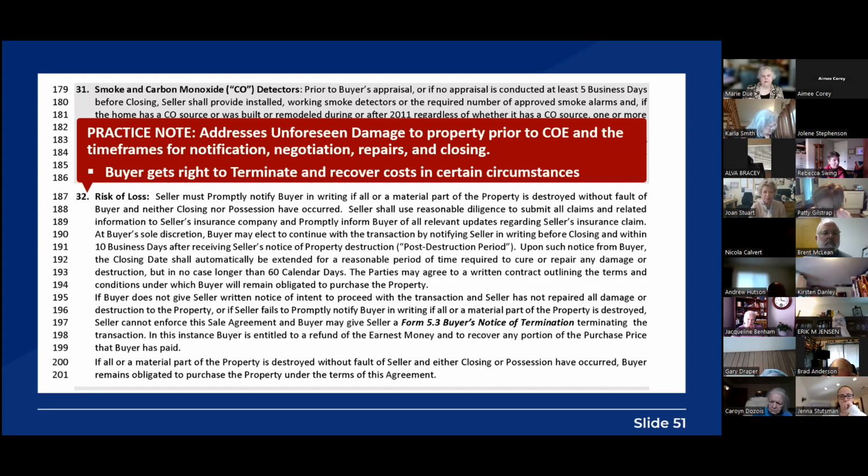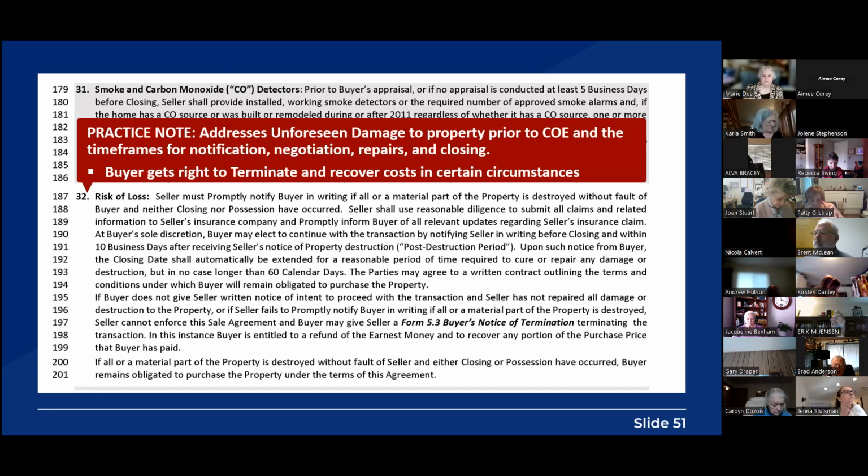Addresses unforeseen damage on property prior to close of escrow and the timeframes for notification, negotiation, repairs, and closing. The buyer gets right to terminate and recover costs under certain circumstances. Let's say a tree falls in the house and splits it in half. That is something that the seller is going to have to deal with the insurance company, but the buyer can back out at that point because it is something they can't proceed with because of the damage to the house.